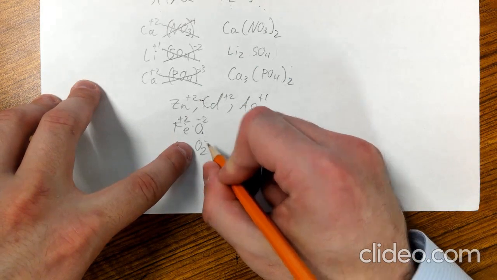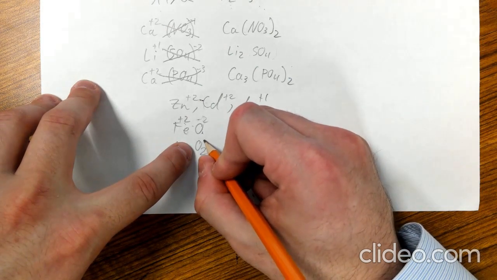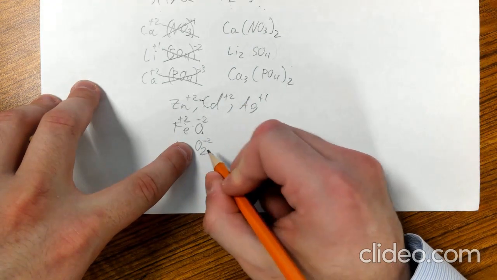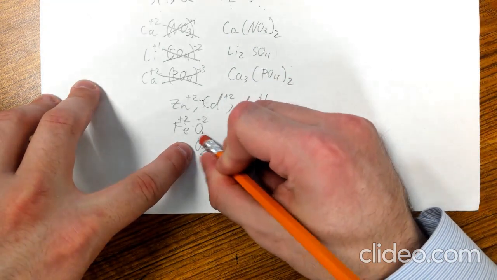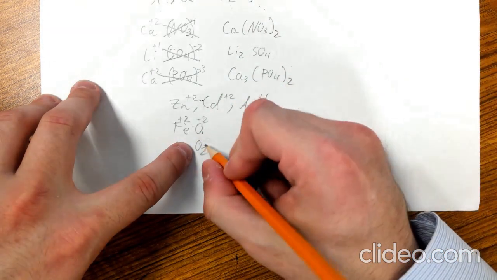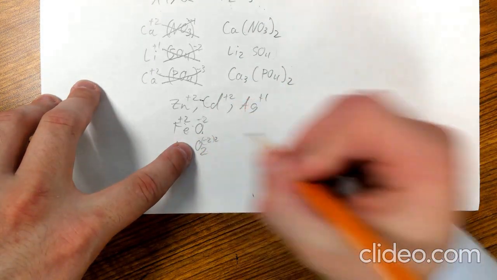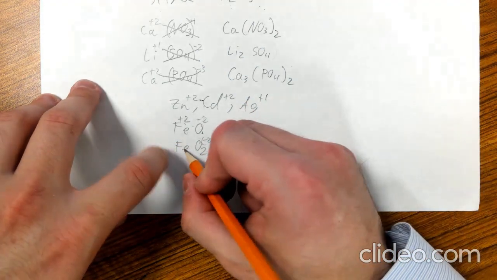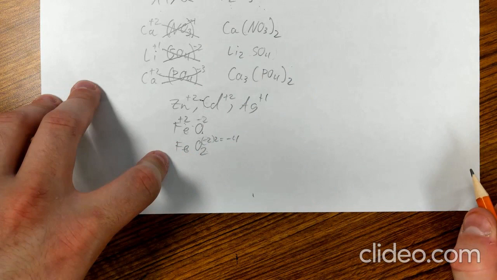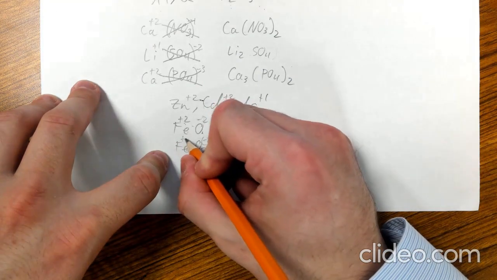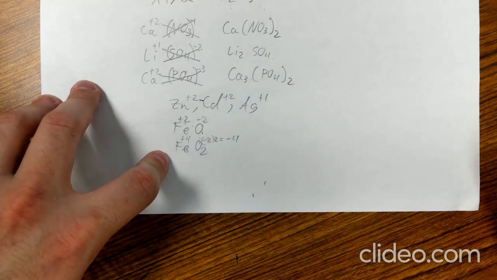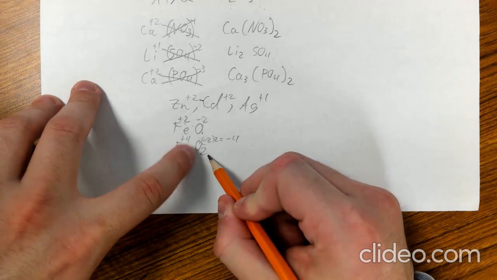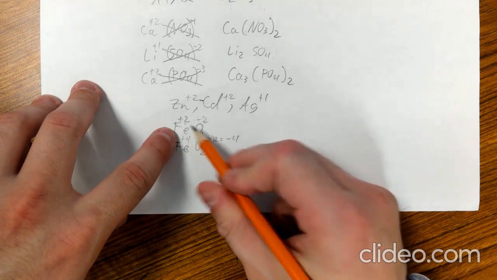On this side, I have oxygen here, -2, but I have 2 of them. So the total is going to be -4, right? So it's -2 times 2. So I get -4. So that means my iron over here, since I only have the one of them, would have to be +4 to balance out. So transition metals are always going to depend on what they're bonded to.